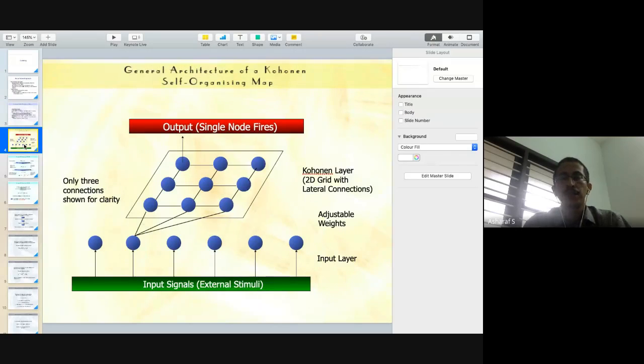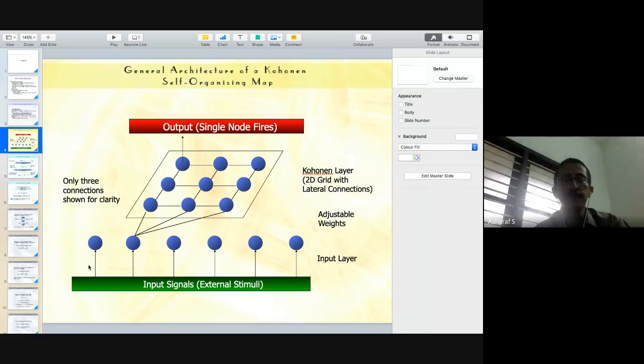So this is the general architecture of a Kohonen self-organizing map. This is the basic form. So this has a two-dimensional map of neurons. You can see that. And there is an input layer. So there is a two-dimensional layer of neurons. You can see a two-dimensional grid of neurons with lateral connections, lateral meaning sideways connections, 2D grid. It's called a Kohonen layer, right?